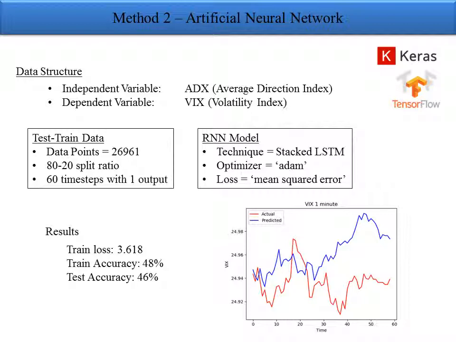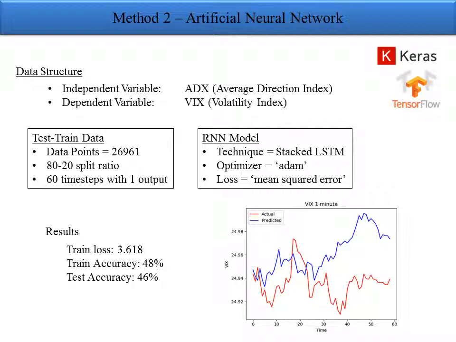Now for the RNN setup, we used stacked LSTM with the optimizer as ADAM, and for calculating the loss, we used mean squared error and set the epoch to 30. So the graph below shows our test results, which we have taken just from 60 data points from a subset of 5,000 test data set.